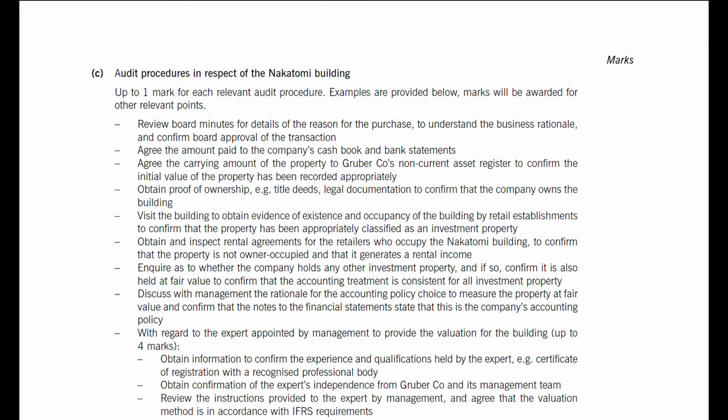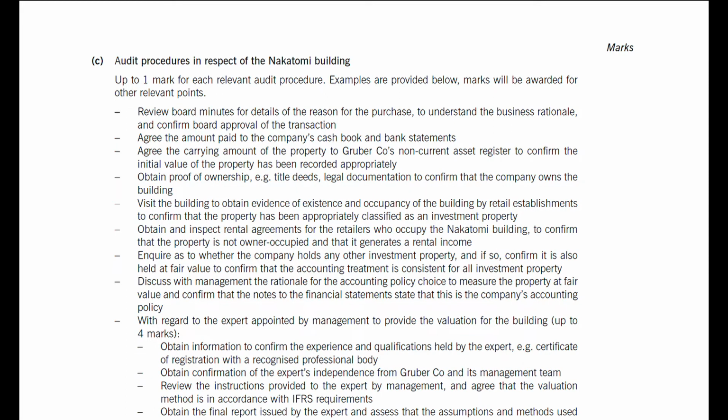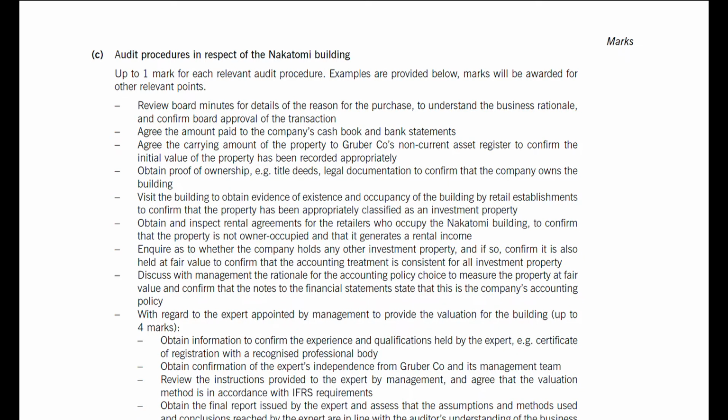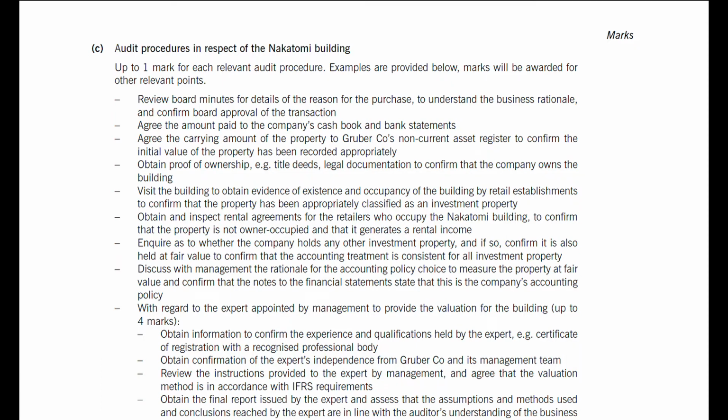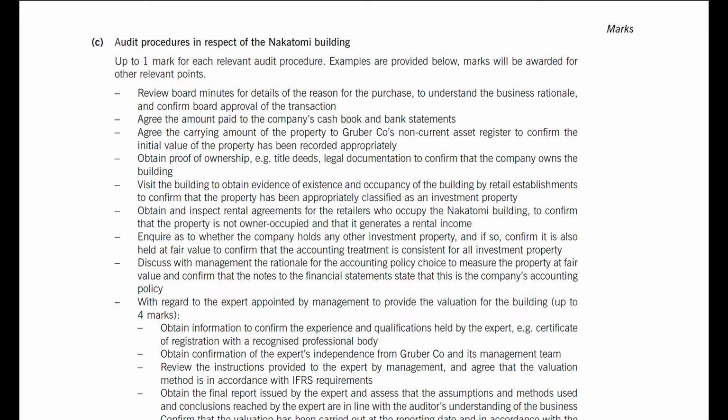Part C, question 1. Audit procedures in respect of Nakatomi building. Up to 1 mark for each relevant audit procedure. Examples are provided below. Marks will be awarded for other relevant points. Review board minutes for details of the reasons for purchase to understand the business rationale and confirm board approval of the transaction. Agree the amount paid to the company's cash book and bank statement.